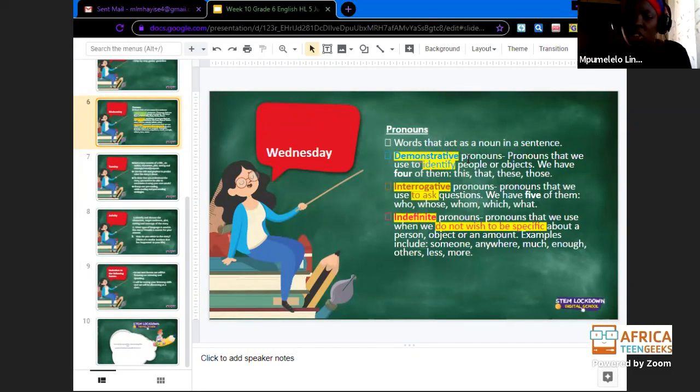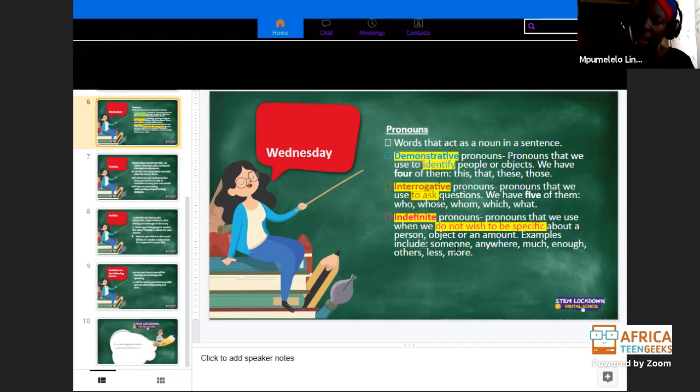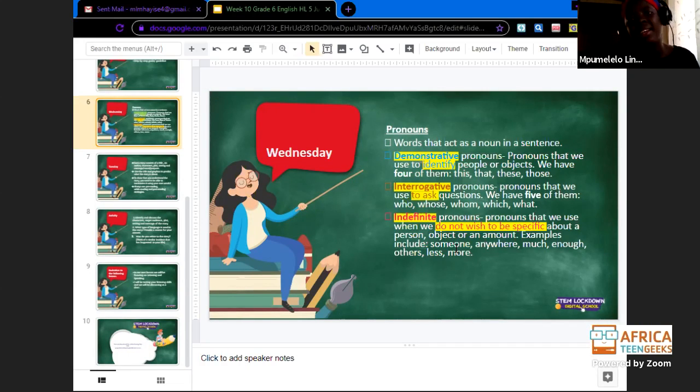So why is not an interrogative pronoun? How is not an interrogative pronoun? Only those 5 which are listed here. Then lastly, we have indefinite pronouns. These are the pronouns that we use when we do not wish to be specific about a person, an object, or an amount. Examples include someone, anywhere, much, enough, others, less, more, everyone, everything, everywhere. So the list goes on and on.